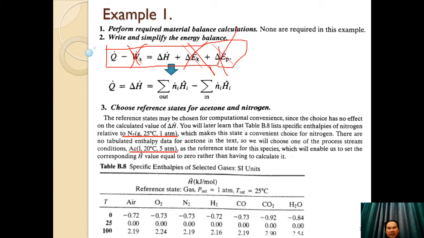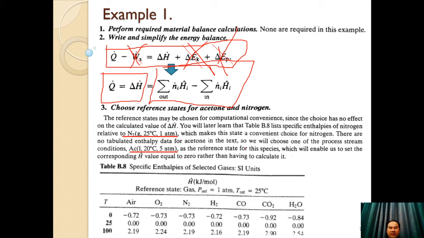There is no potential energy, and then you get Q dot equal to delta S dot, which we know delta S dot is the summation of N_i S_i out minus in. It is the second step. The third step, you have to choose the reference state for acetone and nitrogen.